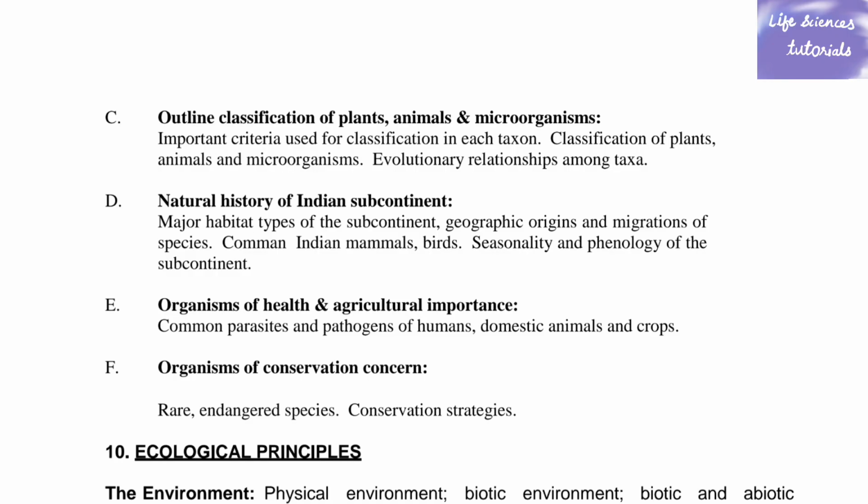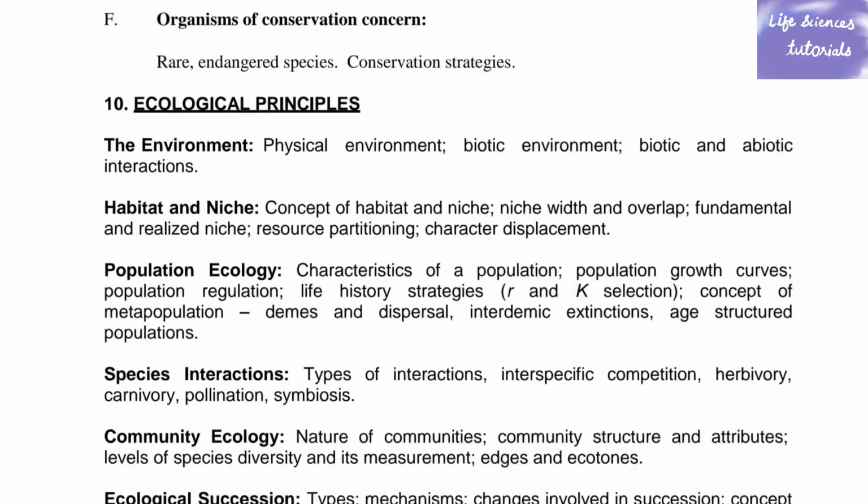Next, organisms of health and agricultural importance. And last, we have organisms of conservation concern. Read a little bit about this also. So here we have the different categories for conservation, the strategies, and more about endangered, critically endangered, vulnerable, all these categories, okay, of species. Next unit, the 10th unit, we have ecology, ecological principles.